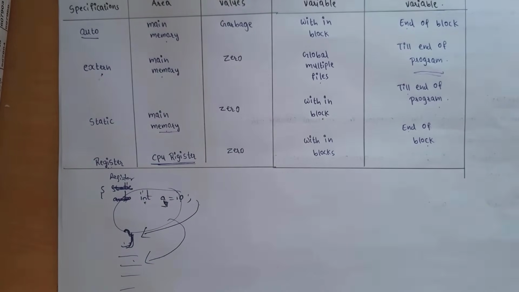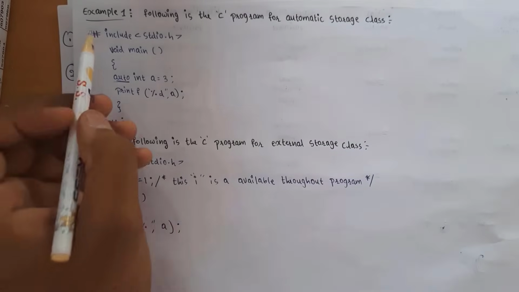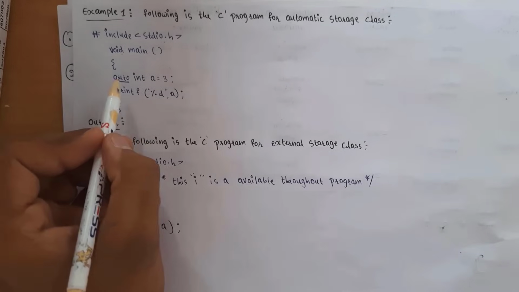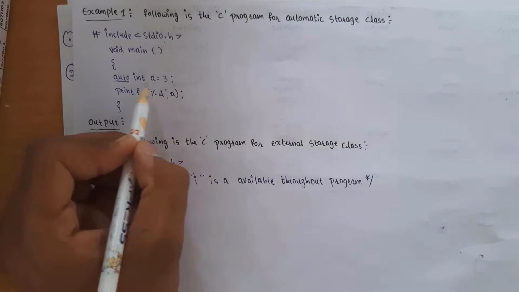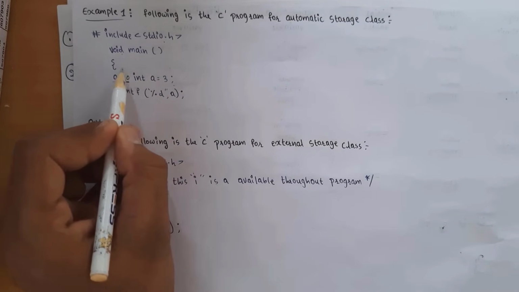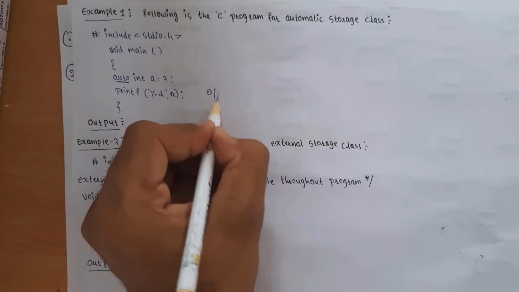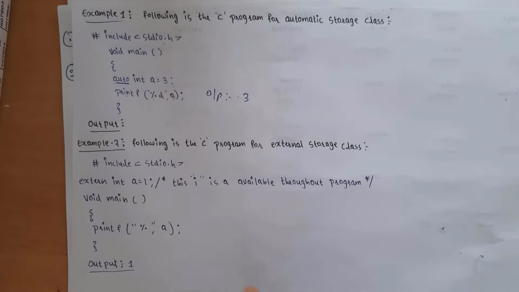Now I will explain the program. Guys, this is the program for auto. Here I wrote #include <stdio.h>. After that I wrote void main, and here I declared auto int a = 3. Whenever you declare like this, variable a is stored in main memory. And here I wrote printf %d comma a. Whenever you write like this, you will get output as 3 because the value of a is 3.